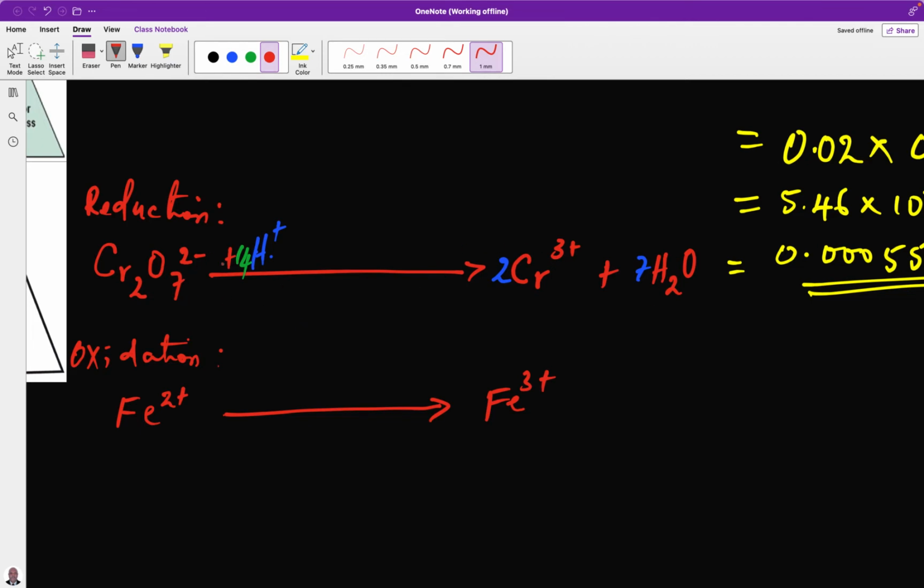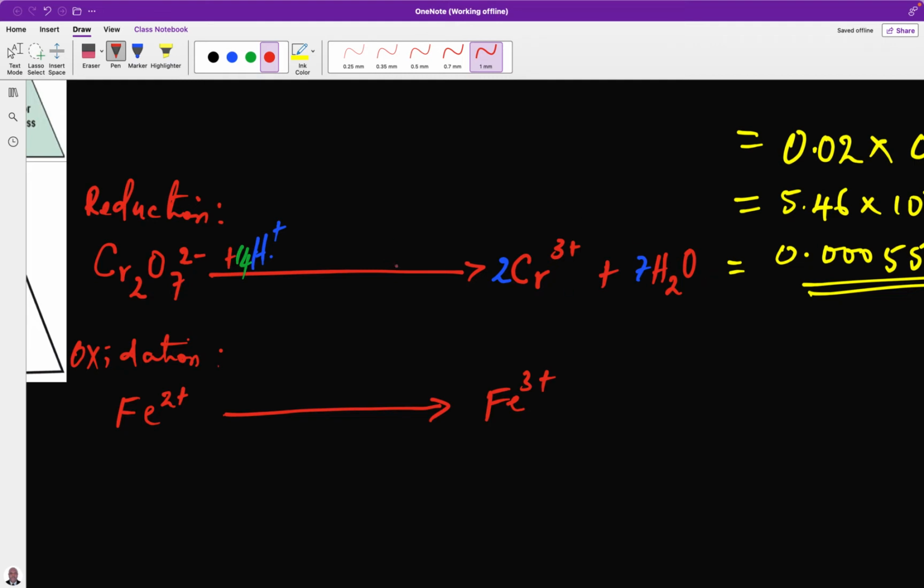Let's see the charges here. On the left-hand side, on the dichromate, we have 14 plus and 2 minus, so the difference is 12 plus. On the right, there's only 3 plus here, and 3 plus times 2 gives us a plus 6. So now we have a plus 12 on the left and a plus 6 on the right.